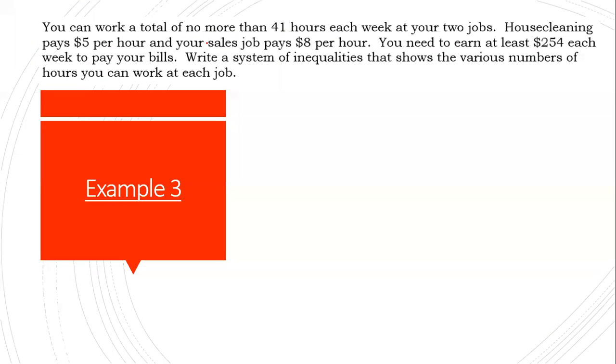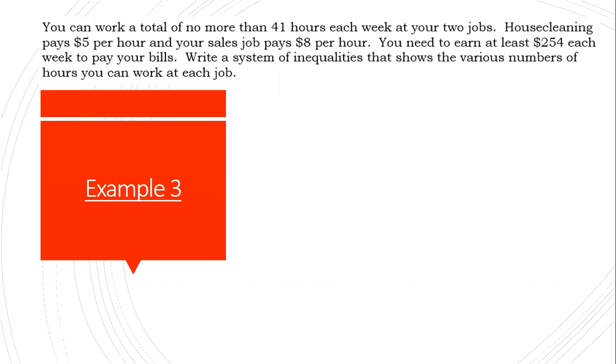All right, and then our third example. You can work a total of no more than 41 hours each week at your 2 jobs. House cleaning pays $5 per hour, and your sales job pays $8 per hour. You need to earn at least $554 each week to pay your bills. Write a system of inequalities that shows the various numbers of hours you can work.